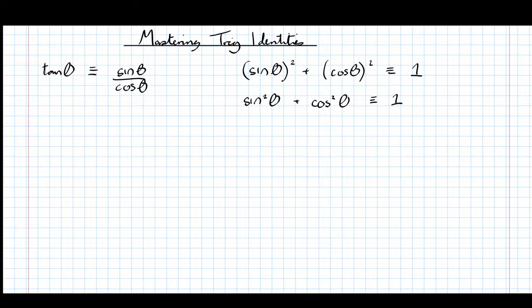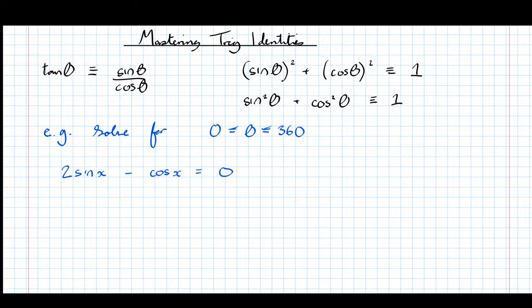So let's show how these can be useful in solving equations. So let's take, for example, solve for 0 less than or equal to theta less than or equal to 360, and let's say we're solving 2 sine x minus cos x is equal to 0. So there's two possible identities we could use here. There's this one or this one. Which one do you think? First or second? Which one's most applicable, and why? Type in the chat, first or second.